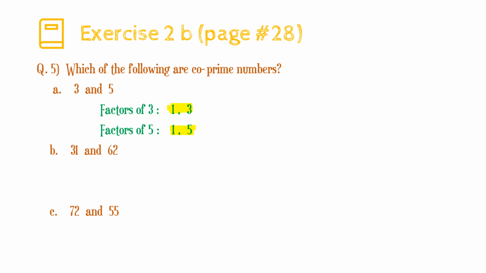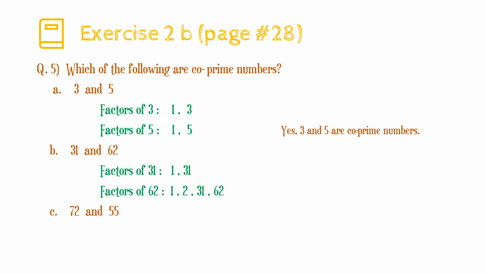The numbers which have only two factors, 1 and the number itself, what do we call those numbers? Prime numbers. Now let's see their common factors. Which is the common factor in these two numbers 3 and 5? Only 1. So it means that 3 and 5 are co-prime numbers, because the numbers which have only 1 as their common factor are called co-prime numbers.